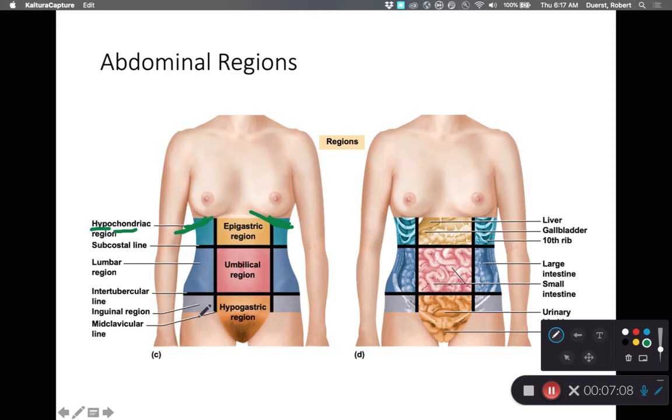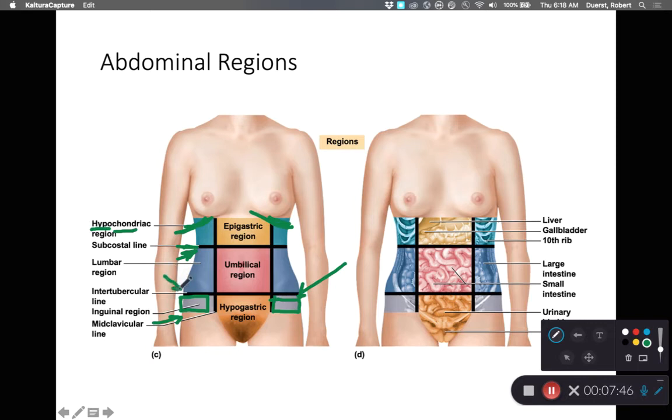And then as we look down here at the inguinal region, this inguinal region is going to be to the left and right of the hypogastric region. So here we have the left inguinal, here we have the right inguinal. And then here we have the lumbar region. This refers to the lower back. And in terms of landmarks that separate these two, the most inferior rib of the body is the landmark that separates the hypochondriac from the lumbar region.